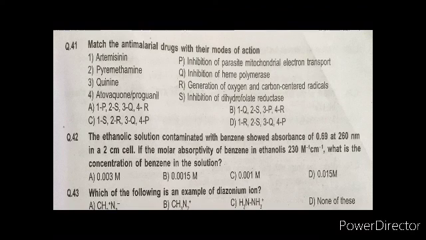Number 41 is match the anti-malarial drugs with the mode of action. We have the drugs like quinine, pyrimethamine, artemisinin, and atovaquone or proguanil. Now what is the mechanism of action of artemisinin? Artemisinin causes generation of oxygen and carbon-centered radicals. Pyrimethamine causes inhibition of dihydrofolate reductase. Then quinine, we know this is causing inhibition of the heme polymerase, and the atovaquone or proguanil inhibits the parasite mitochondrial electron transport system.